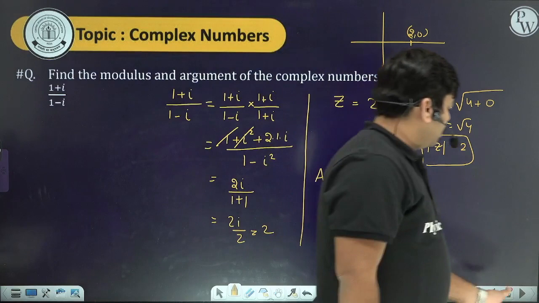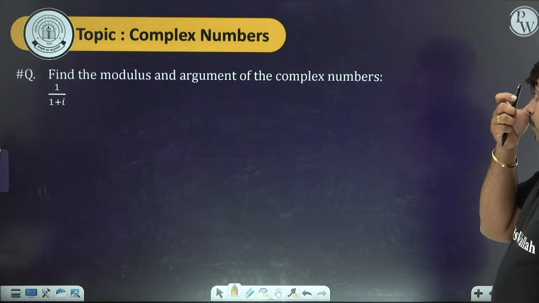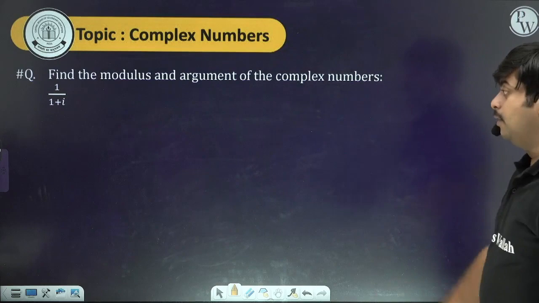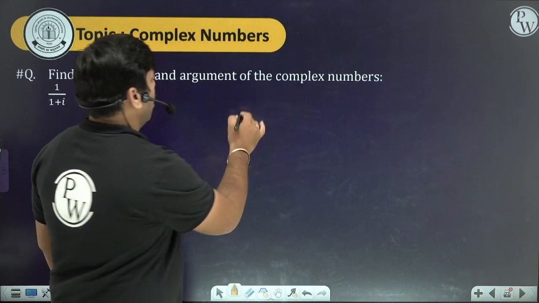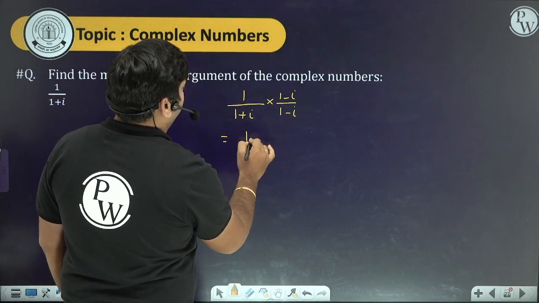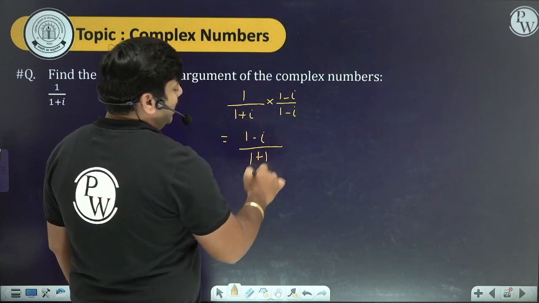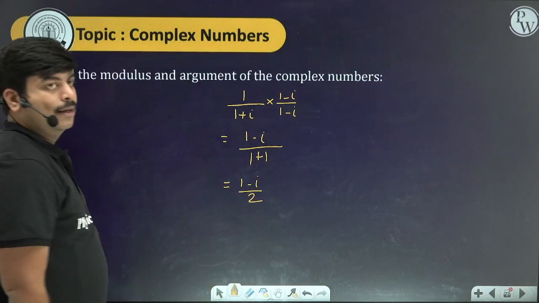Okay, so find the modulus and the argument of the complex number 1 by 1 plus i. 1 by 1 plus i. So can we try to make something, people? Rationalize. 1 by 1 plus i into 1 minus i by 1 minus i. So that will give you 1 minus i by, denominator is 1 plus i square, 1 minus i square. i square is minus 1. So 1 minus i by 2, that is a complex number. Z is equal to 1 minus i by 2.